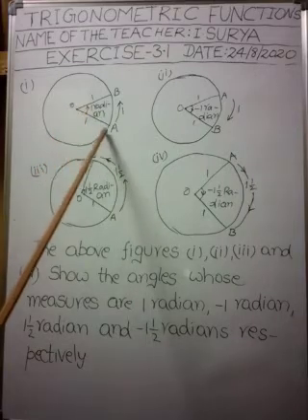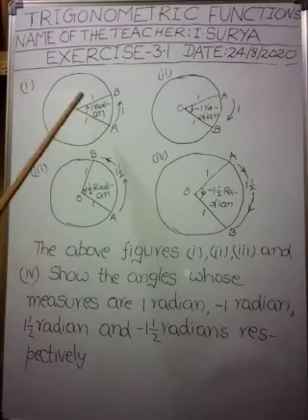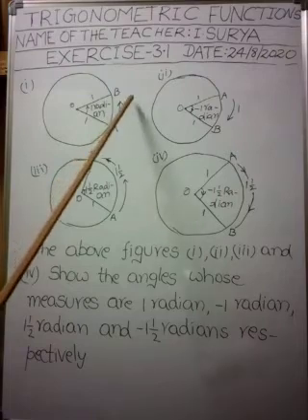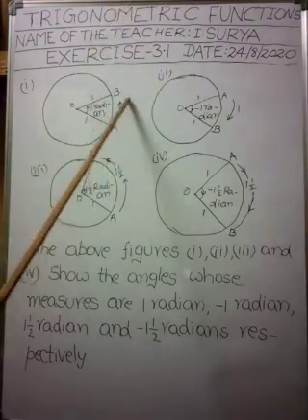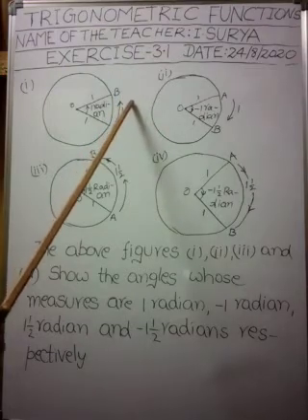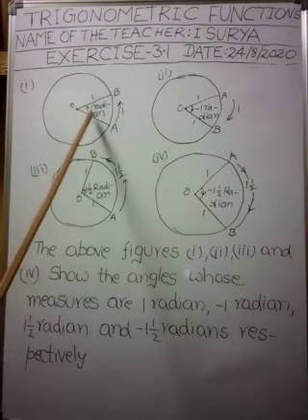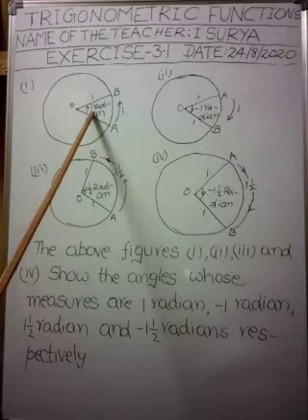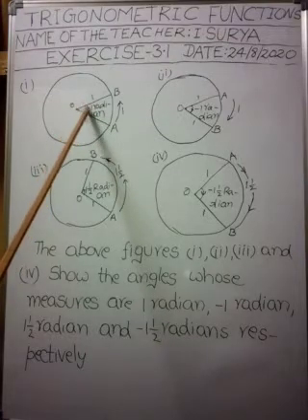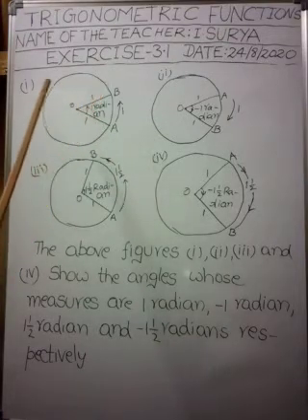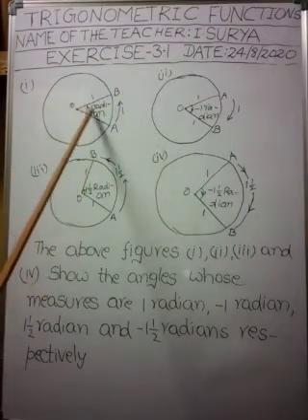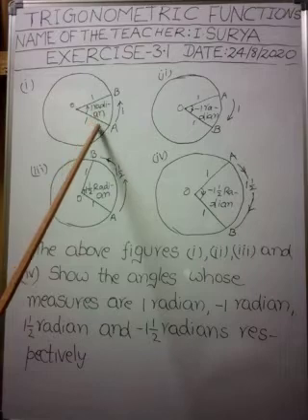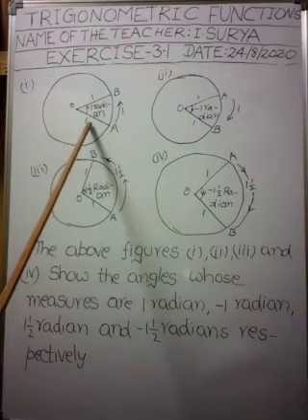Here the length of the radius is 1 unit, and the length of the arc AB is also 1 unit. This arc AB is subtending some amount of angle at the center of the circle. This amount of angle is said to be 1 radian, and the direction of the rotation is anti-clockwise. So we measure this angle as 1 radian.